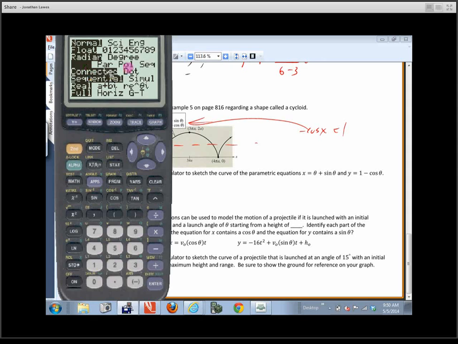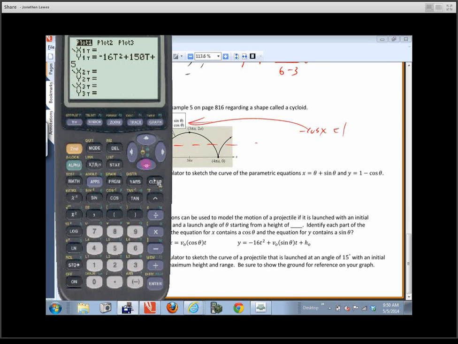And then down on this one, we normally use function mode. You'll notice that we've got polar mode. We're going to learn about that. And we've also got something called PAR. That's parametric mode. Now, if I highlight that and I hit y equals, you'll notice that it looks quite a bit different.